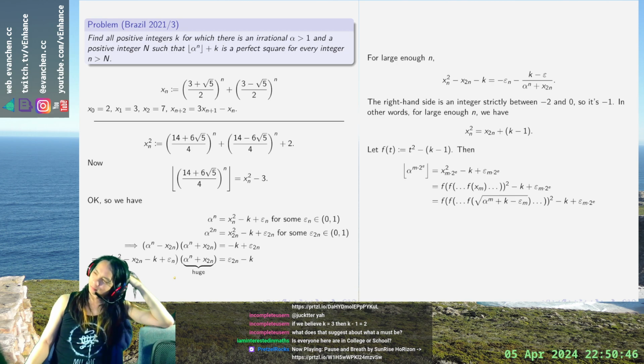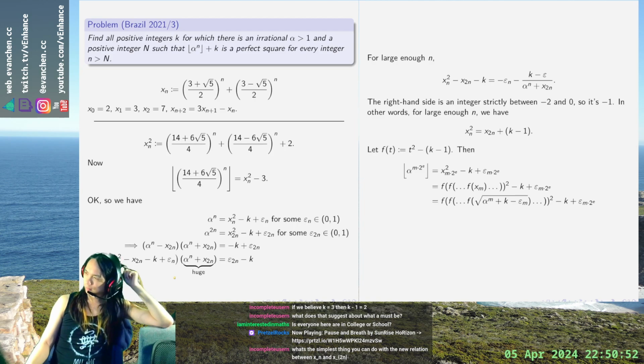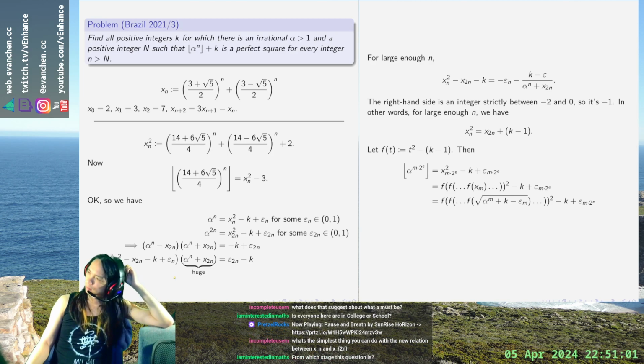So... I feel like... Wait, I feel like I messed something up. But yeah, the size should go out of control or something, if you keep having these offsets somehow.